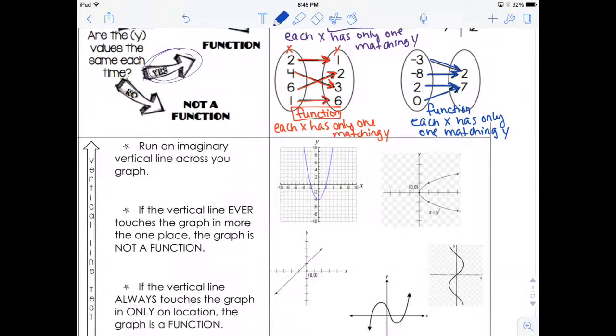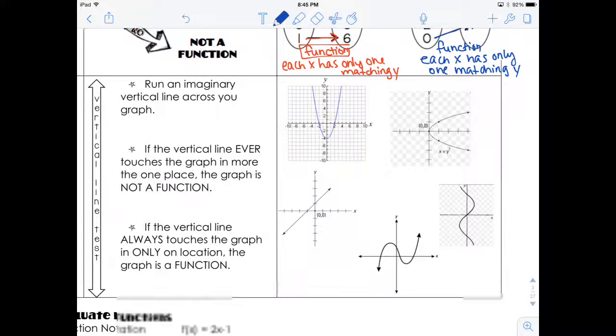Okay, so then sometimes you're given, instead of coordinates or instead of a table or instead of a function map, you're given a graph. So to deal with a graph, you do what's called the vertical line test. The vertical line test says that you run an imaginary vertical line across your graph. If it ever touches the graph in more than one place, then it's not a function. If it always touches the graph in only one location, then it is a function. So you draw it. Now remember, these go on forever and ever. So this is continuous. So even if I draw the line out here, eventually, up in the clouds, it's going to run into it.